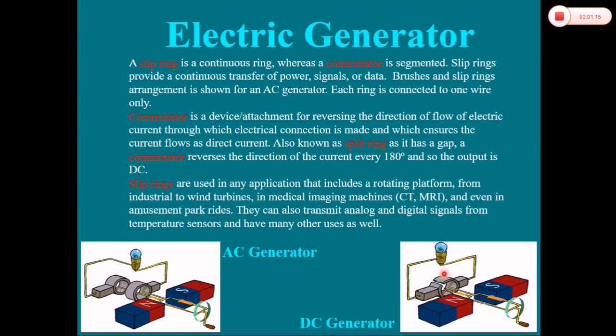Slip rings are used in any application that includes a rotating platform, from industrial machines to wind turbines, in medical imaging machines like CT and MRI, and even in amusement park rides. They can also transmit analog and digital signals from temperature sensors and have many other uses as well.